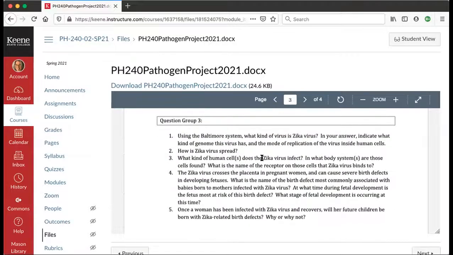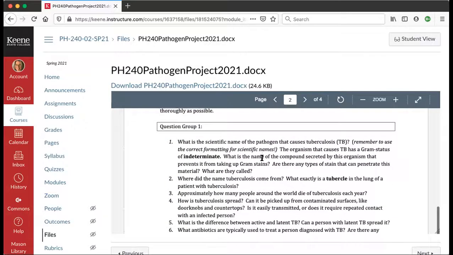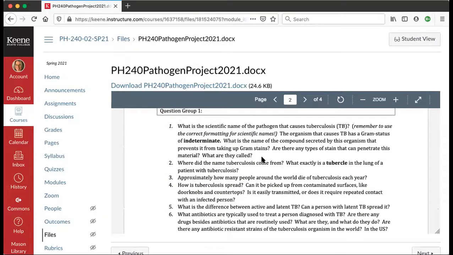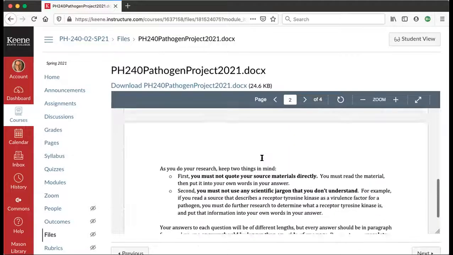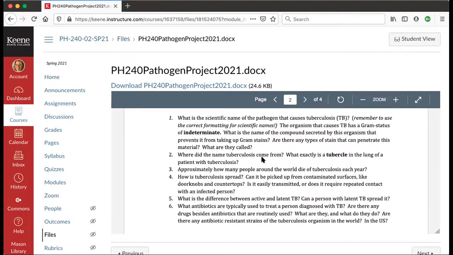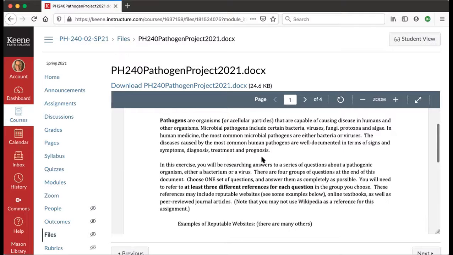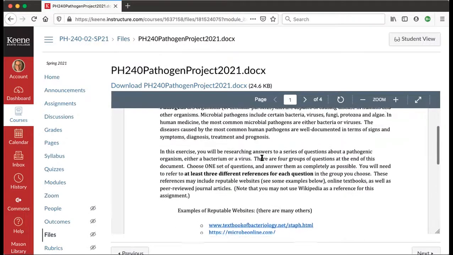So you get to choose which organism you want to do, which set of questions you want to answer for this assignment. And you're going to be answering each of the questions by writing your answers in paragraph form. So it is a writing exercise as well as an exercise in doing a little research about these pathogens. A couple of key things to note about the assignment.